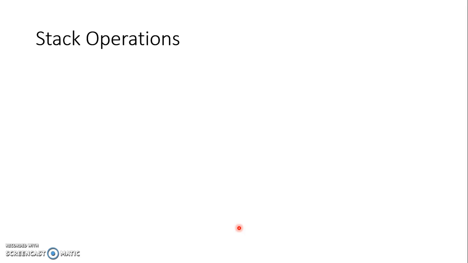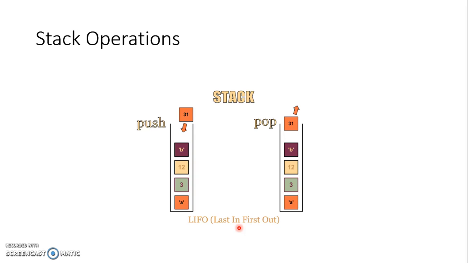So what kind of operations do we have in stack? The main operations of stack are called push and pop. Push is nothing but a different way of saying insertion. Push is just stack terminology for insertion, and pop is the stack terminology for deletion.